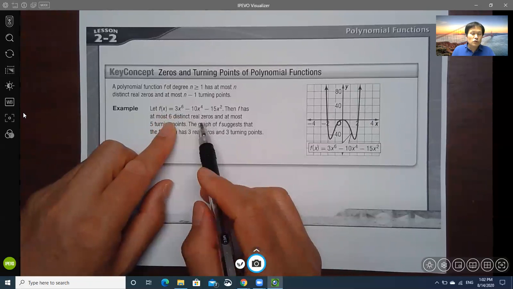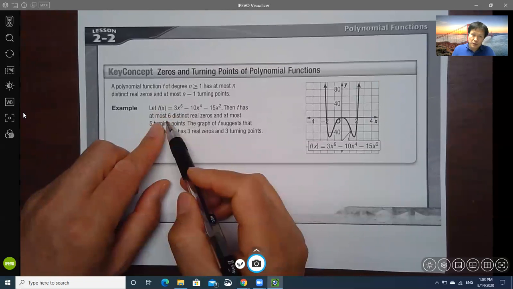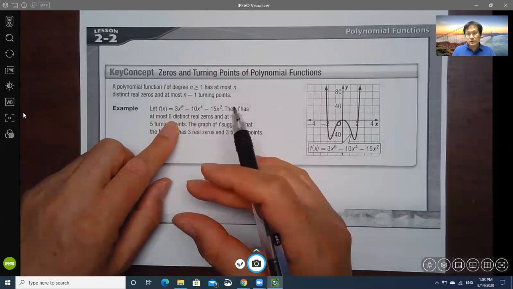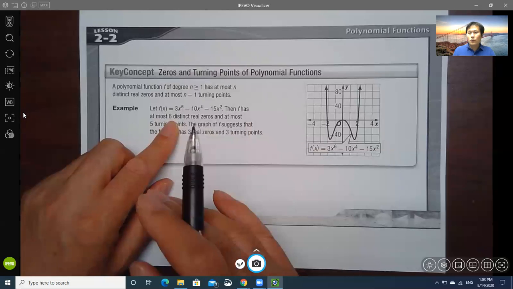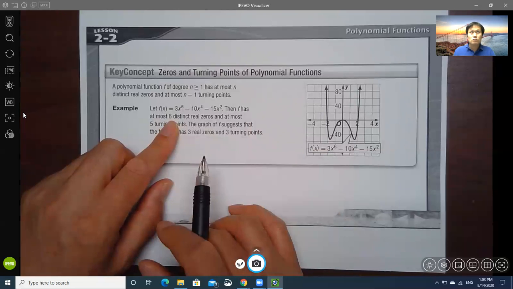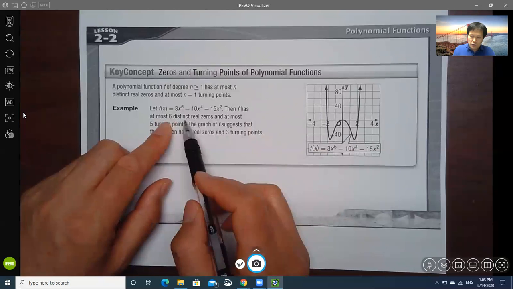So you might say, what do you mean real zeros? X-intercepts. At most, be careful. At most 6 means it doesn't always have to have 6. It can be reduced by 2. You can have 6, 4, 2. You can have nothing, yeah, 0. But at most you can have 6 real zeros.